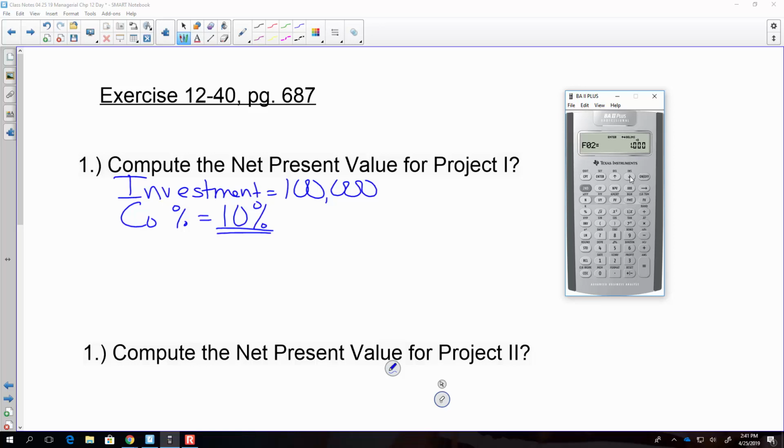Go over to the net present value button. What is I? The 10, right? Enter the 10 in. And then enter. Down arrow, you should get NPV. Does everybody have that? Once you hit the NPV, hit compute. And my net present value for project 1 is 11,207, let's just say.